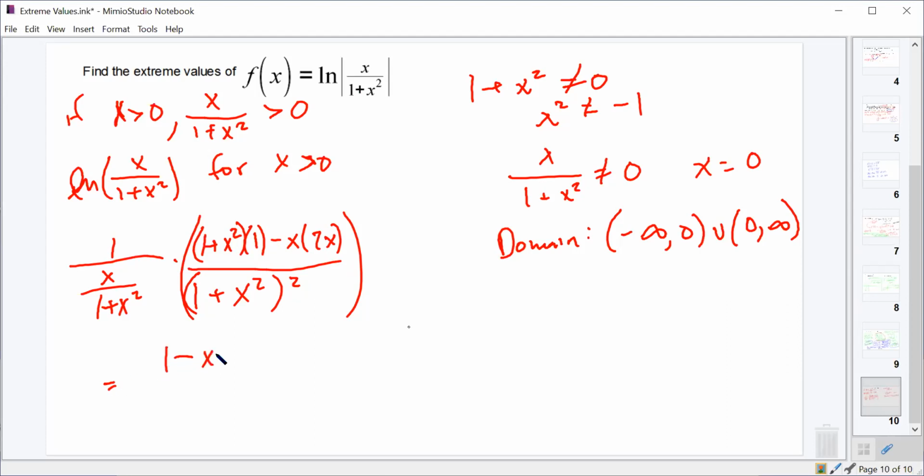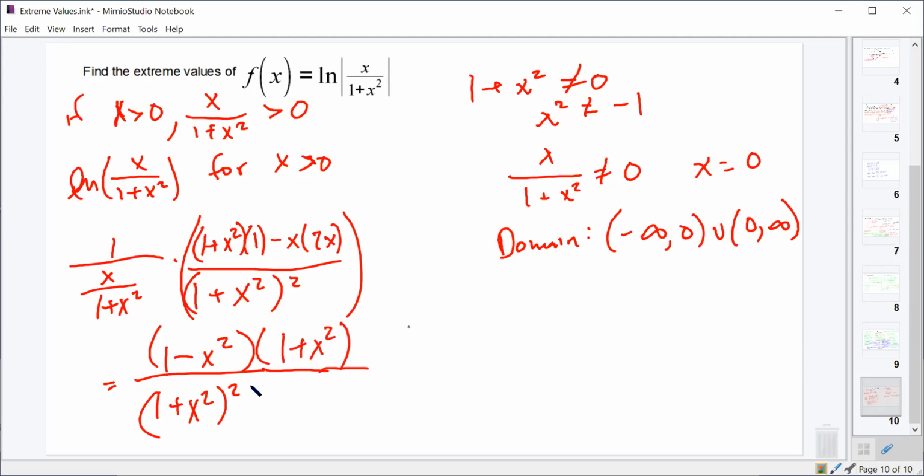Negative x squared. Yeah, 1 minus x squared, and then over 1 plus x squared, squared. And then we've also still got this. Well, if I just take the reciprocal of this and multiply, I should end up with a 1 plus x squared up here and an x down here. Everybody agree with that? Okay. So that gives us 1 minus x squared over 1 plus x squared times x.